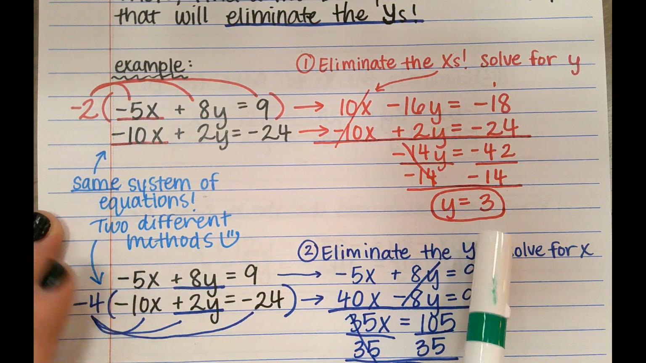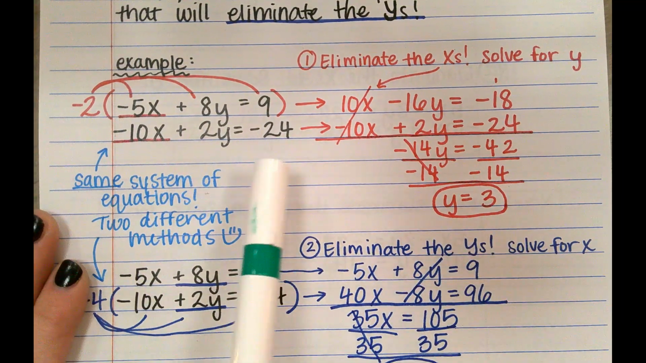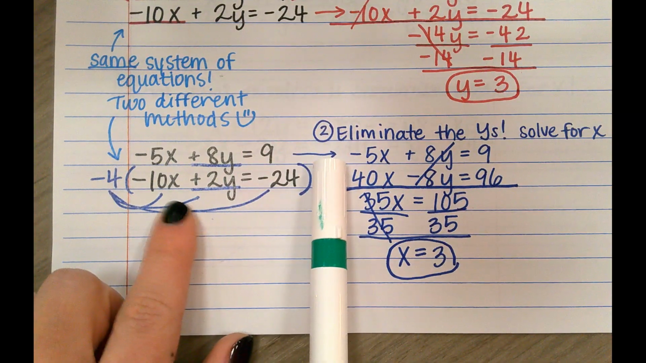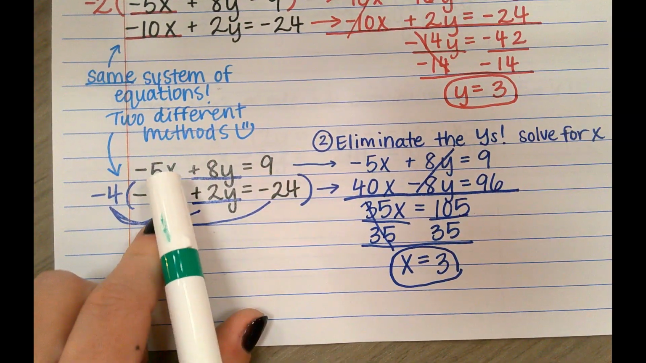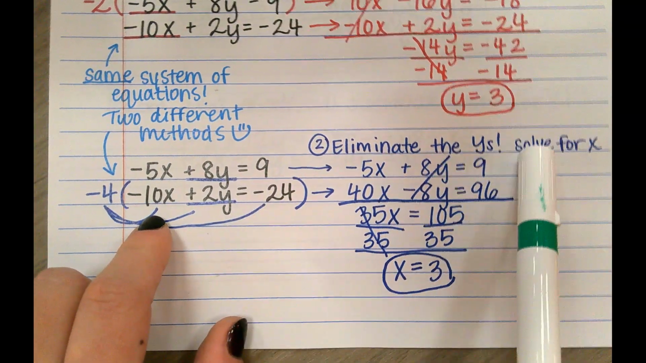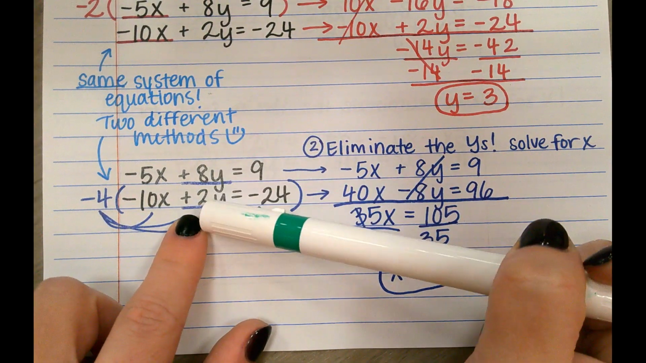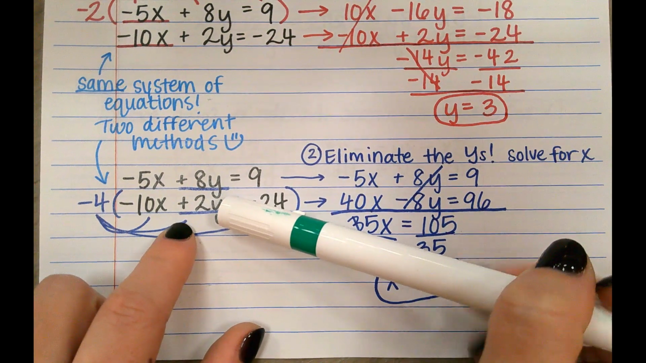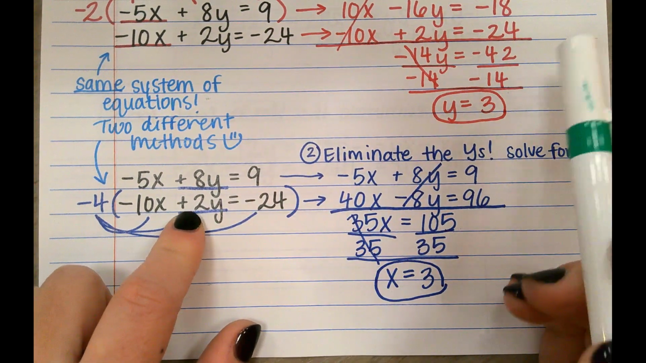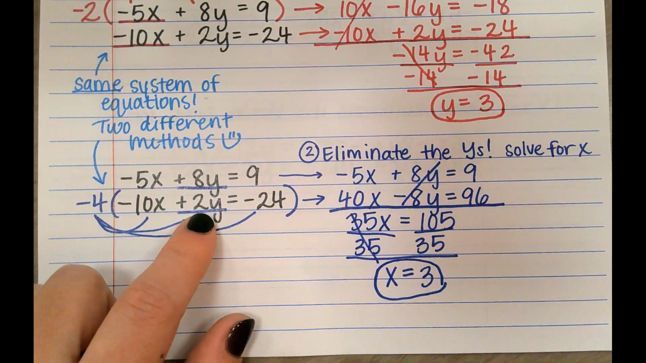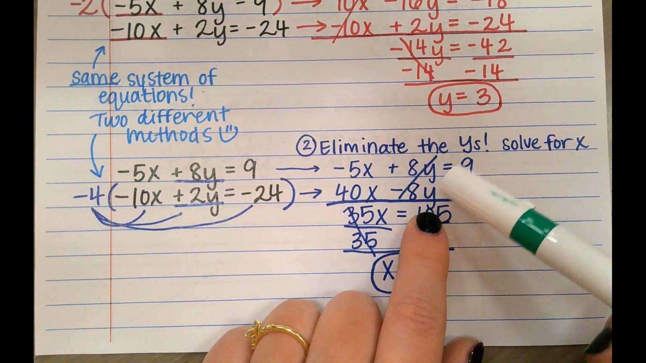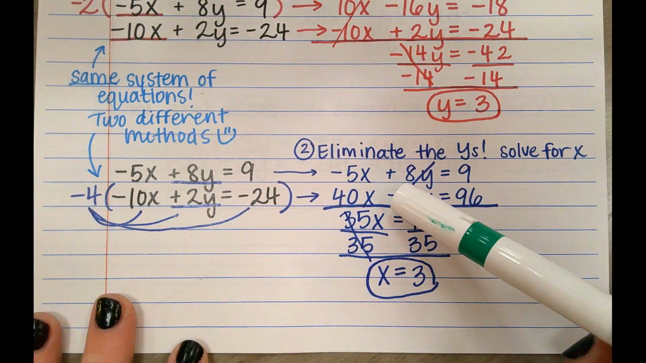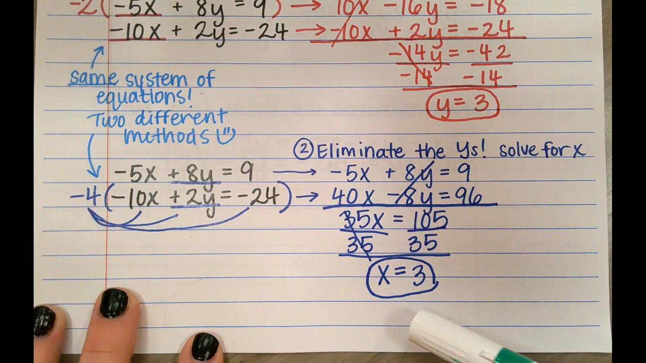We solve for y. Now, instead of plugging that back in like we did yesterday, we just started over with the same problem. Same two equations, but this time I looked at the y's. I have an 8y and a 2y, both positive. So I'm going to try to get my 2y to become -8y. That way, when I add my equations, they cancel. I eliminate the y's, and then I can solve for x.